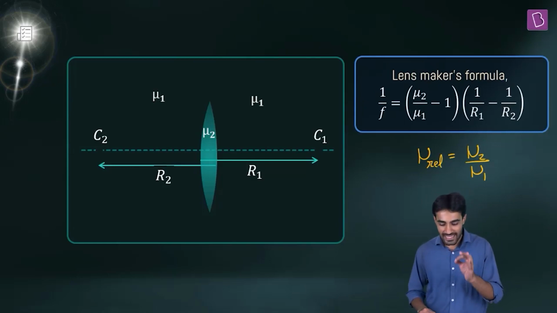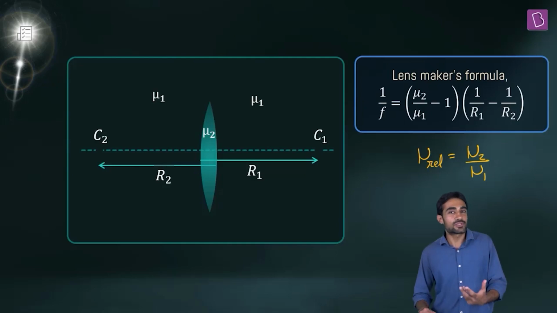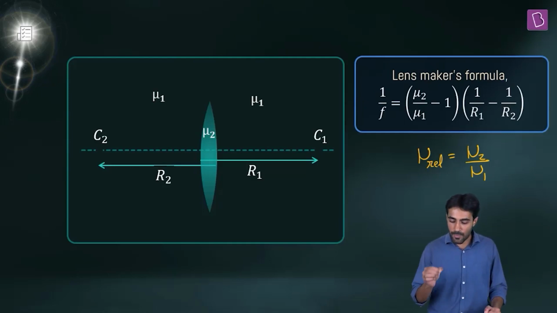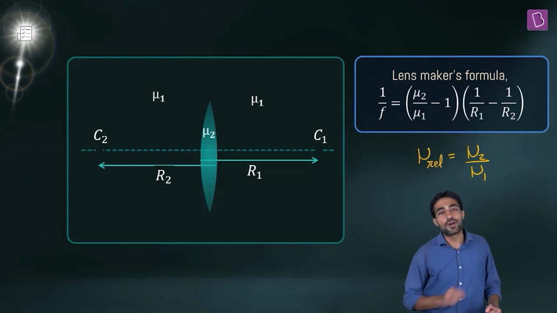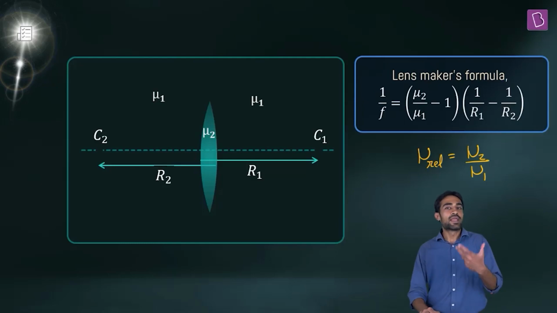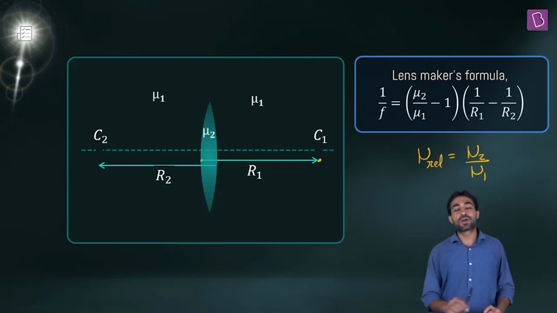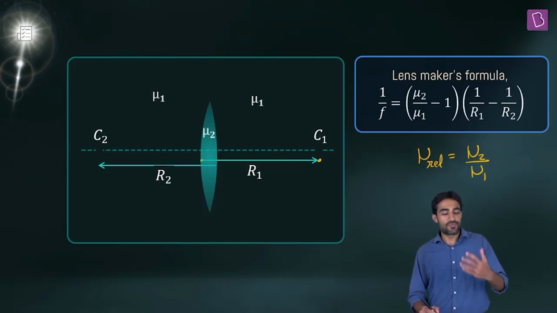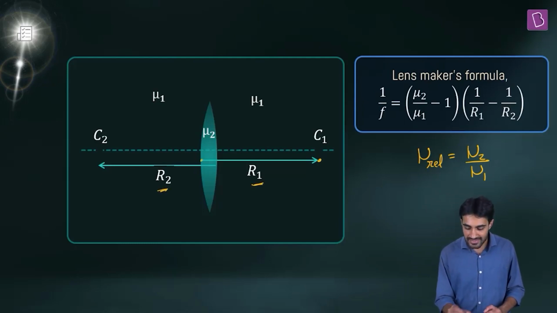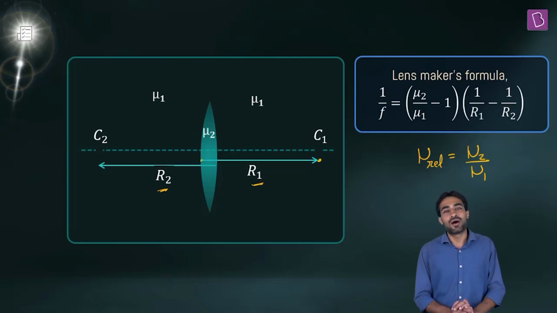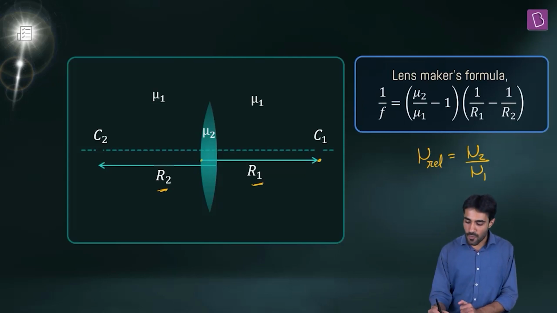This is the lens maker's formula: 1 upon f is equal to, in brackets, mu2 by mu1 minus 1, times, in brackets, 1 upon r1 minus 1 upon r2. What is r1? What is r2? These are the radii of curvature of both the surfaces. This is r1 and this is r2. We understand this formula, and you know the focal length will depend on mu1 also and mu2 also.